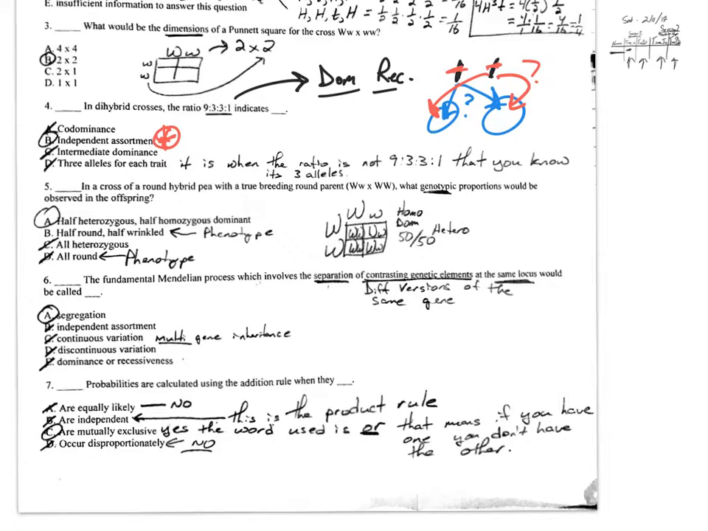Three alleles for each trait, again, is when you have that, codominance, you're not going to get a 9 to 3 to 3 to 1 ratio. We're talking about phenotypes here, okay? This is 9 to 3 to 3 to 1 is phenotypes. So codominance and three alleles for each trait, you're not going to have a 9 to 3 to 3 to 1 ratio. That's a sign that you have something more complicated than a simple dominant recessive relationship. And of course, you're talking about a dihybrid cross. You're talking about two genes.